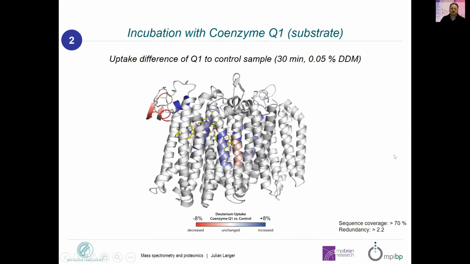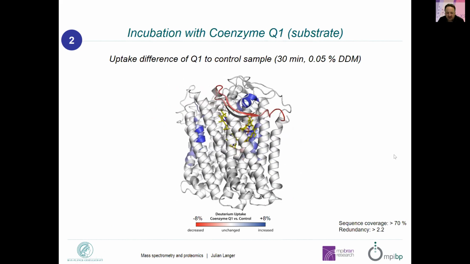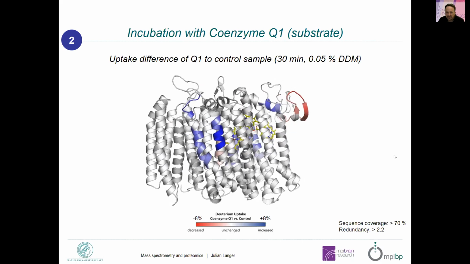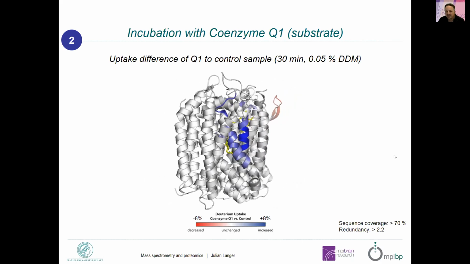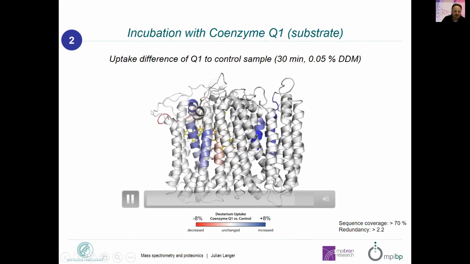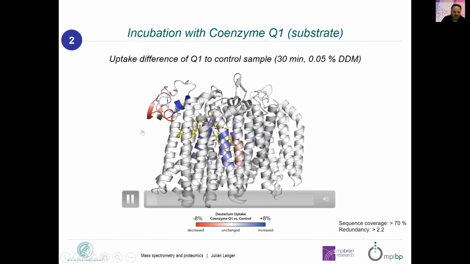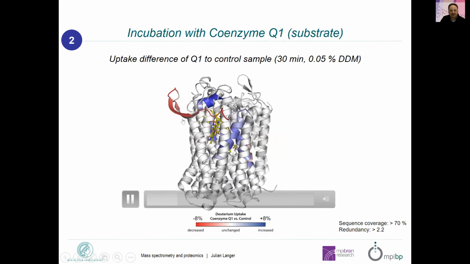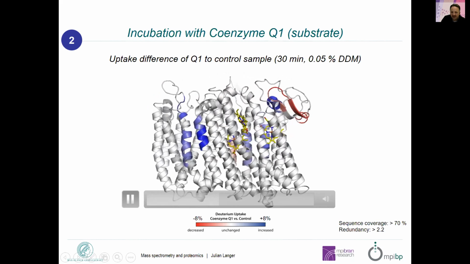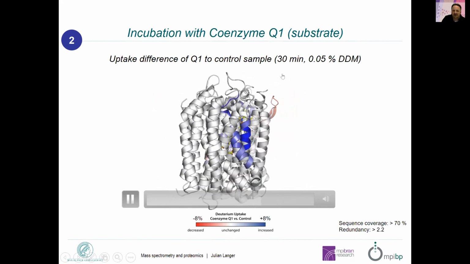This again is a structure plus-minus our substrate, with differential uptake plotted in a color gradient from red to blue. So red means lower uptake. If you want to look for the binding site, focus on the red segments in the structure. And it's actually pretty apparent that there is a big red beta sheet segment up here, which is actually in the so-called Q loop, which was the proposed binding site for the quinols, for the substrates.